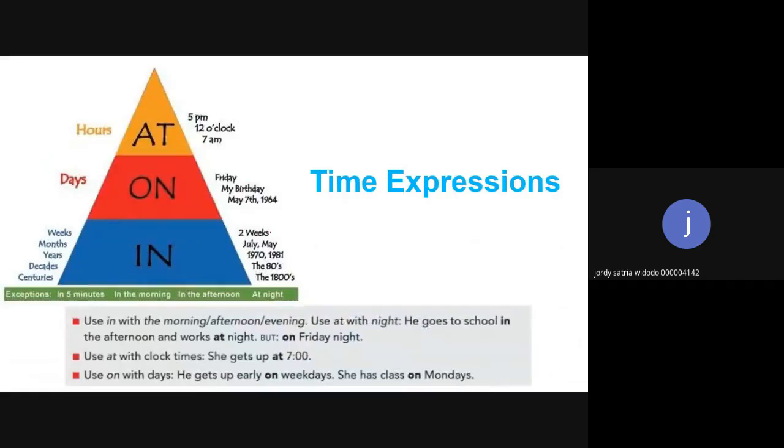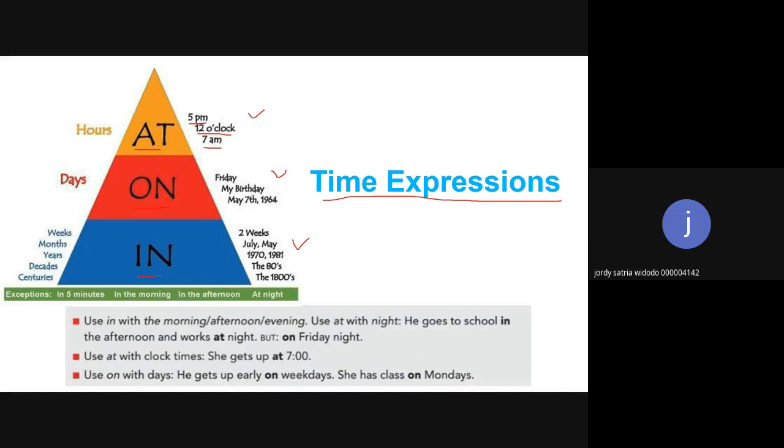I've given you the information regarding the time expressions and also the prepositions. Now, we've got three prepositions here: at, on, and in. Each preposition has a different function. For example, let's see at. At is usually used to state the hours or the time: at 5 p.m., at 12 o'clock, at 7 a.m. Since we are talking about time expressions.